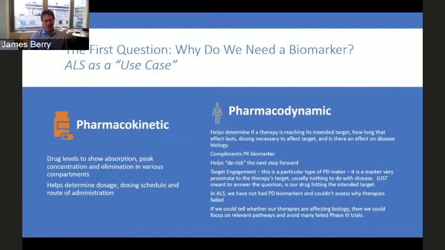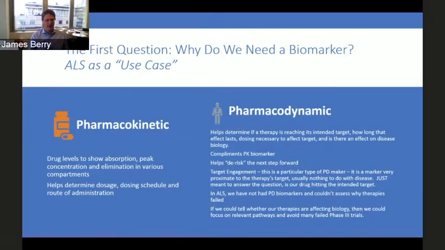And companies, granting organizations are much more likely to get on board. In fact, I would say that at this point in most neurodegenerative diseases, it's getting very difficult to carry drugs forward without some kind of a pharmacodynamic biomarker early in development. Target engagement is the one that we talk about the most, I think. This is really a particular kind of pharmacodynamic biomarker.